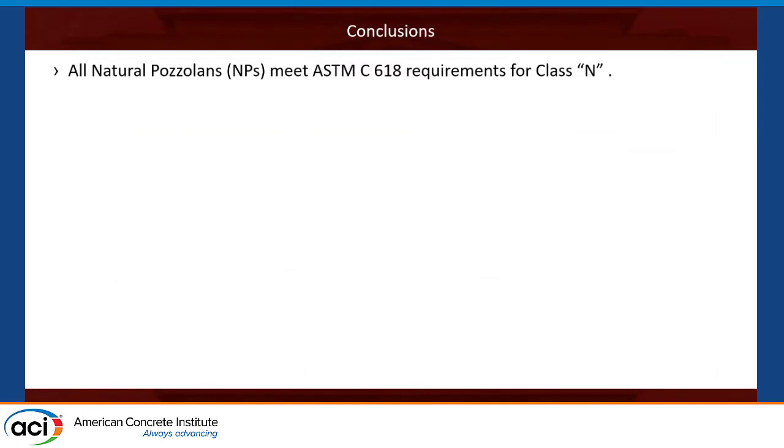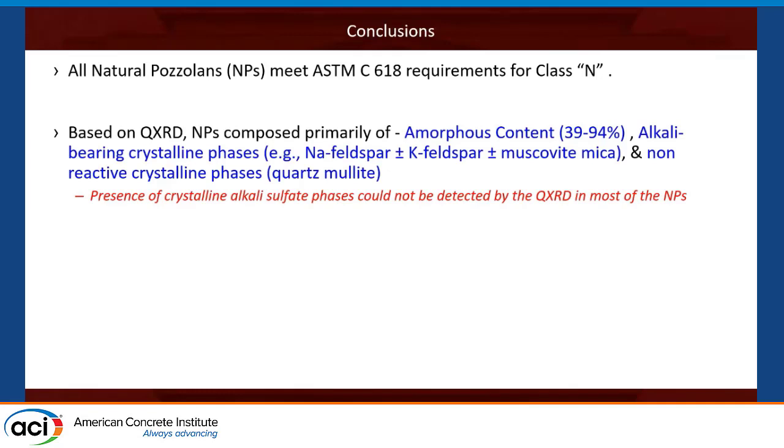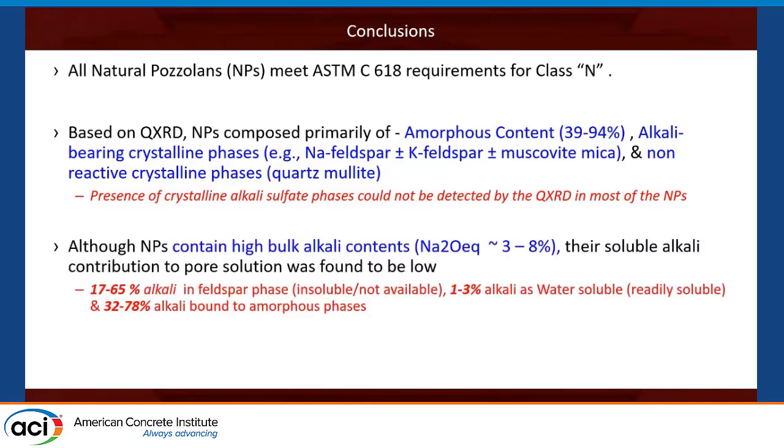So what are the conclusions from this study? All natural pozzolans here meet Class N, but that does not say anything about their ASR performance. Based on QXRD, the natural pozzolans are primarily composed of amorphous content, alkali-bearing crystalline phases, which are feldspar and mica, and non-reactive crystalline phases. The presence of alkali sulfates is really difficult to detect in QXRD for most natural pozzolans. And this is pretty important: most of the natural pozzolans have significantly high levels of bulk alkali, 3 to 8%, but only 30 to 70% is coming as a result of pozzolanic reaction of the amorphous phase. 17 to 65% is bound in feldspar phases, which is insoluble and not available for reaction at all.